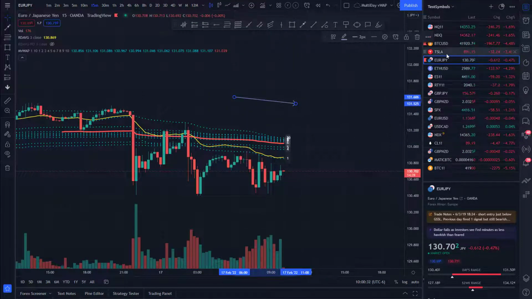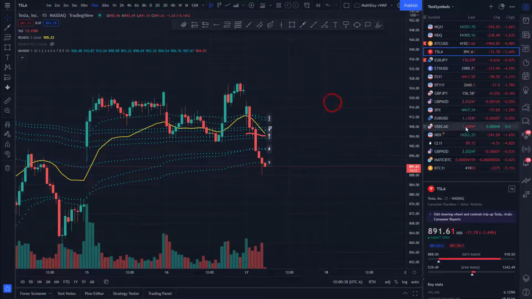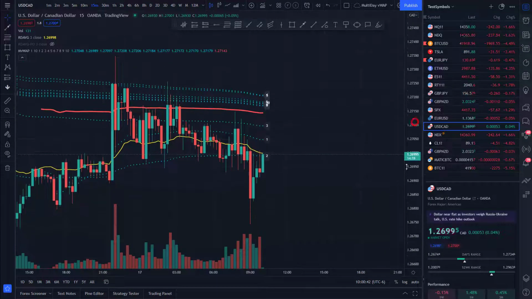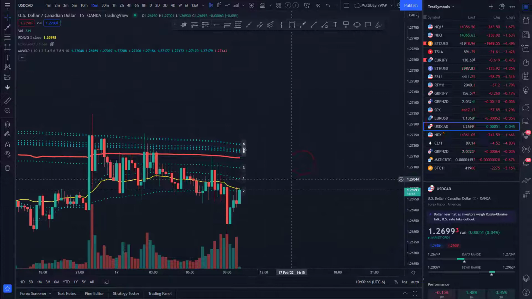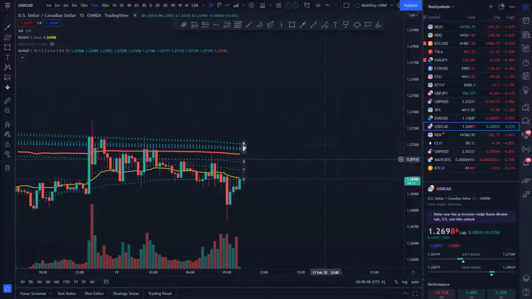If we go to Tesla, for instance, I'm trying to find something that's long. It might be hard in this environment. Tesla's at a kind of decision period here. Let's go to the CAD. So this is a prime example. This is the inverse of what we saw already. The CAD is setting up potentially to rip through all these.